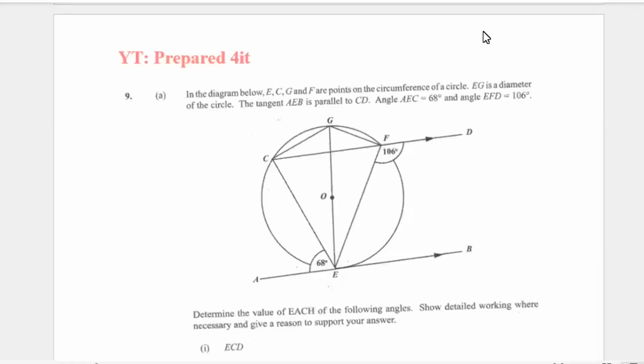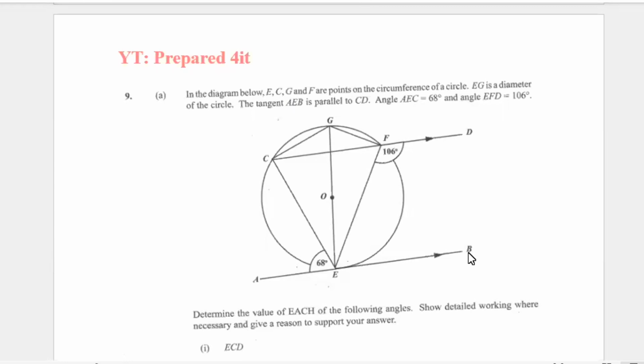All right, so question 9, June 2021. It says, in the diagram below, E, C, G and F are points on the circumference of a circle. EG is a diameter of the circle. The tangent AEB is parallel to CD.